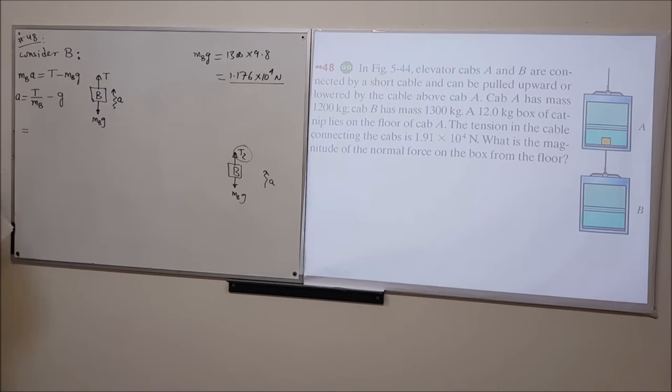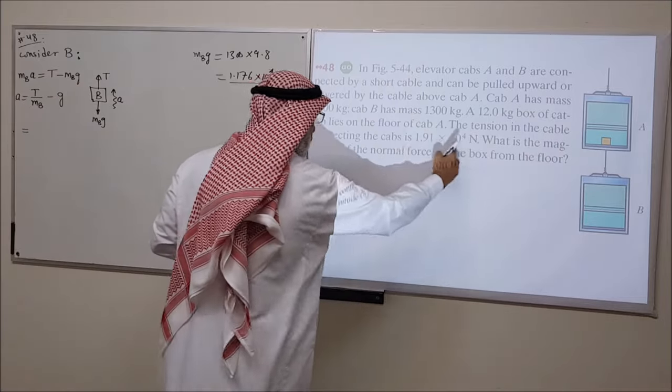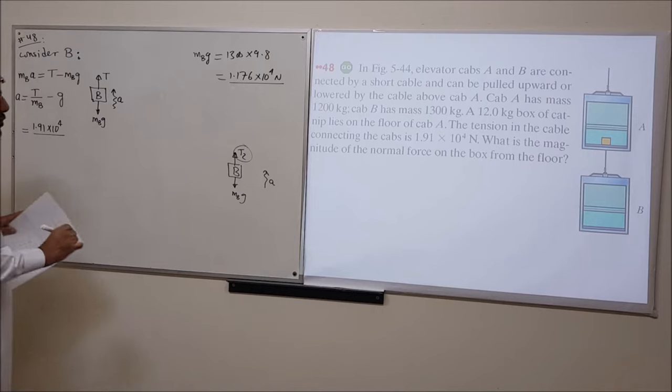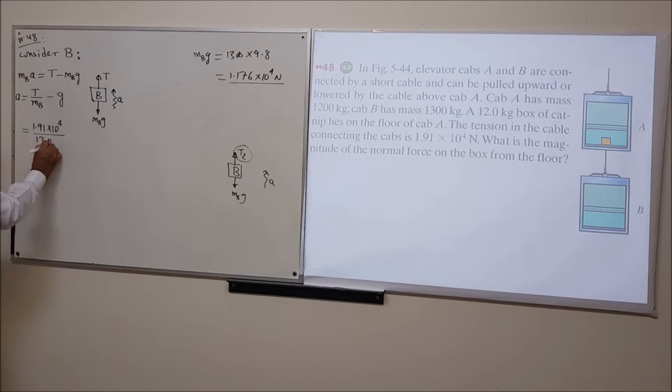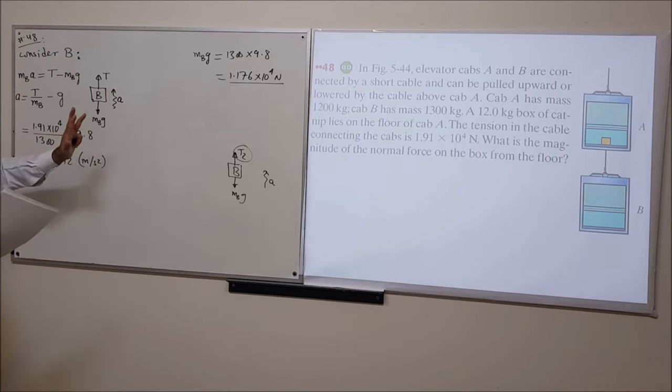And that will be equal to, this is the tension in the cable connecting the two, 1.91 times 10 to the power 4, divided by the mass of cap B, which is 1300 kilograms, minus 9.8. This will give me a value of plus, very important, plus 6.12 meters per second squared. The plus sign tells me that the direction of the acceleration I took here is correct.